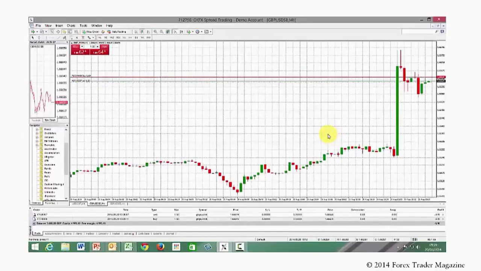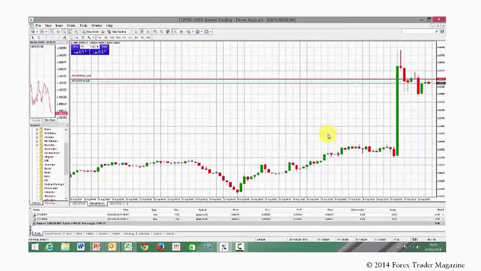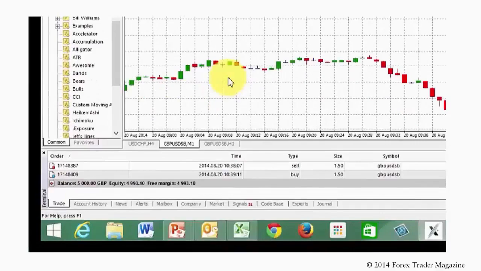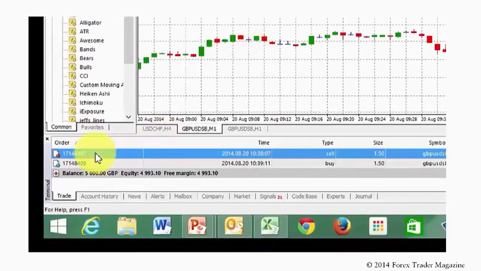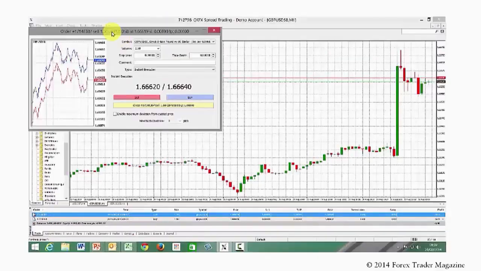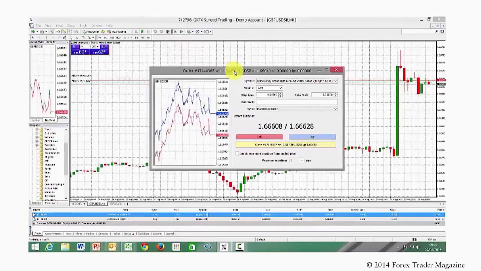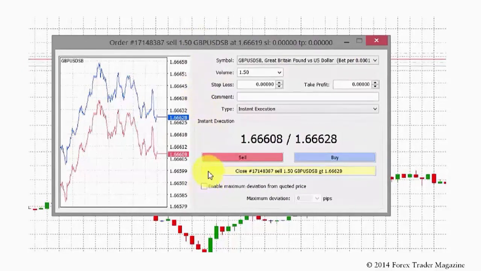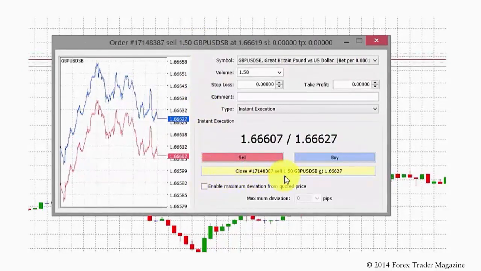and that's simply because of the spreads involved. If I wanted to close one of these trades, I could do so, and we've got a situation coming into play where one of them is coming into profit. So what I'm going to do is to double click on it, and a new dialog box opens up, and here it is. And in here I can simply close this trade as and when I wish to.